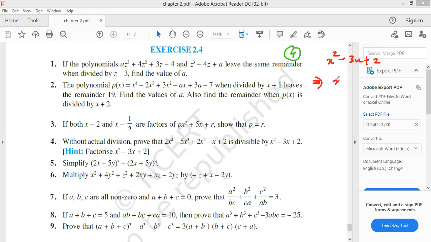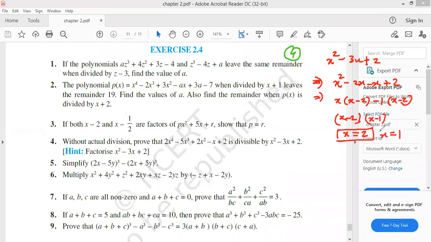If you factorize this one, you will get x square, just a minute. This can be written as x square minus 2x minus x, right? And plus 2. This is x. X is common from this first and second term. Inside there will be x minus 2. And this minus 1 is common from here. Inside there will be x minus 2. Therefore, x minus 2 and x minus 1. Therefore, x is equals to either 2 or x is equals to 1.